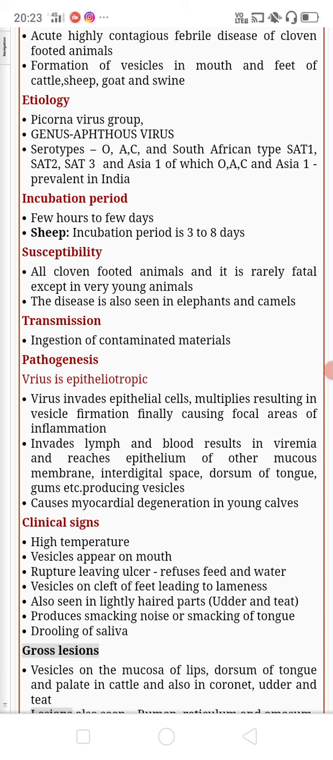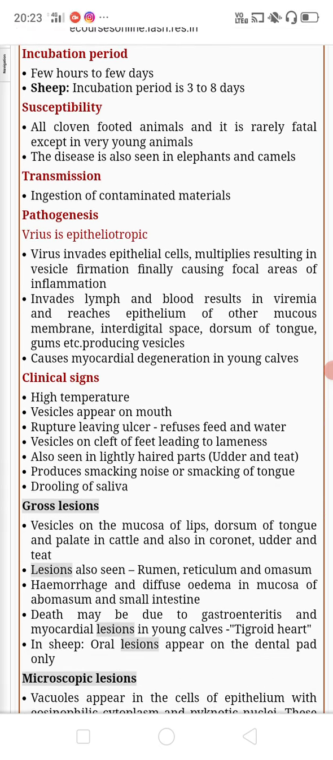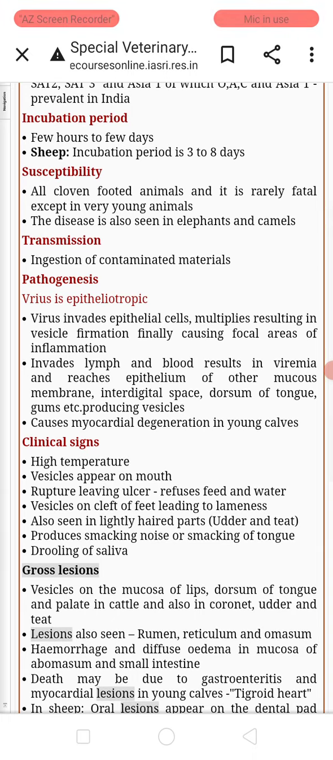It has the genus Aphthovirus and it has 7 serotypes: O, A, C, the South African types that is SAT1, SAT2 and SAT3, and Asia 1, of which O, A, C and Asia 1 are prevalent in India. Then the incubation period is a few hours to a few days. In sheep the incubation period is 3 to 8 days.